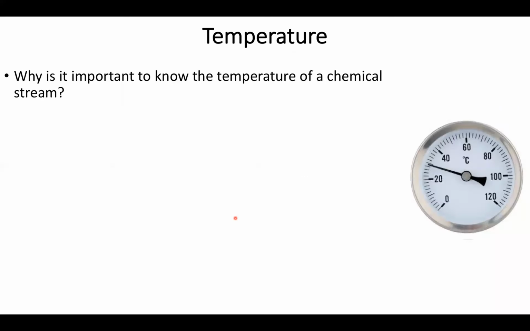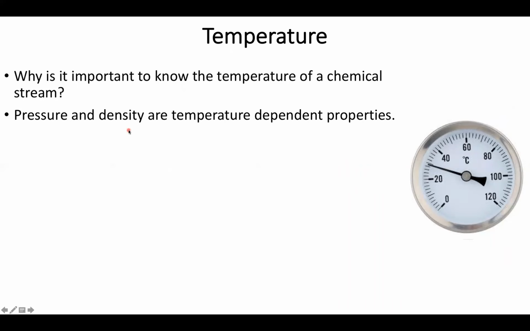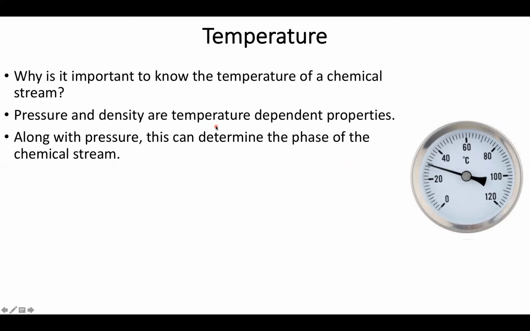Similarly, it's also very important that we make sure we know the temperature of the system. And again, one of the major reasons is that pressure and density tend to be temperature dependent properties. So in order to have smooth conversions between volume and mass, or volume and moles, it's often very important that we know the temperature of the system. Furthermore, along with pressure, temperature is really important in identifying the phase of the system, and different phases are going to behave very differently, and we're going to have to build very different systems to contain those phases.